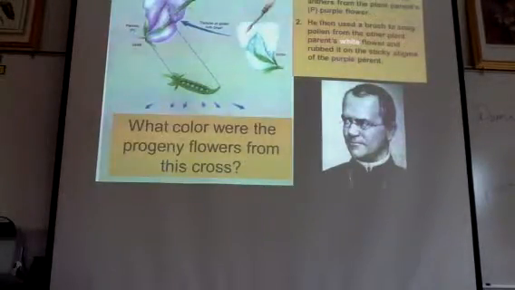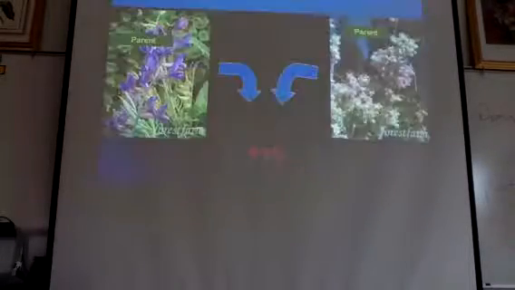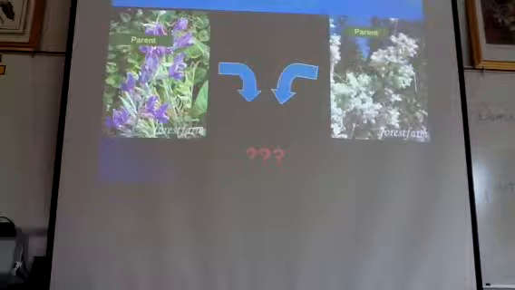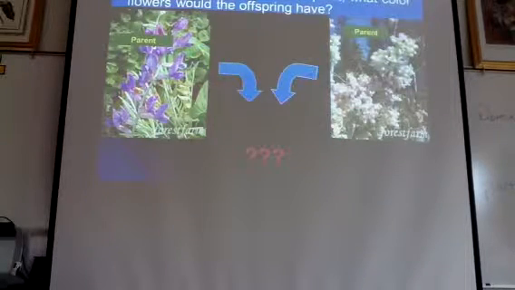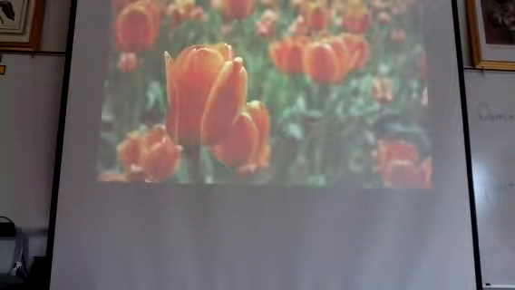So here again is what he did. He crossed purebred purple with purebred white. The purple flowers developed into pea pods. He planted the seeds. What color do you think those plants were? White, purple, lavender, red, yellow. Every color. Both colors. Here's what he did. He crossed purple with white, planted them, what color? Yeah, that's one thing. I'm not going to tell you.